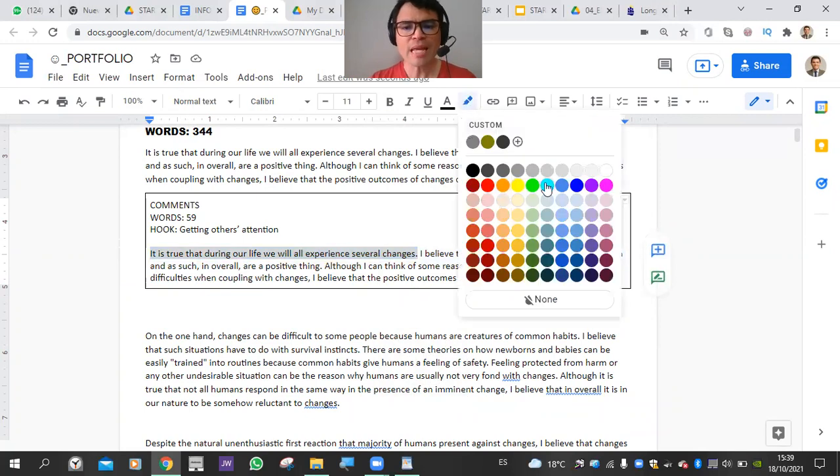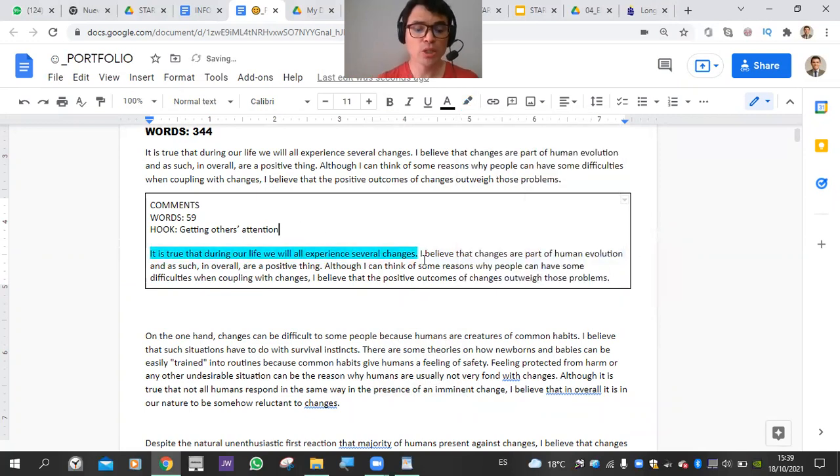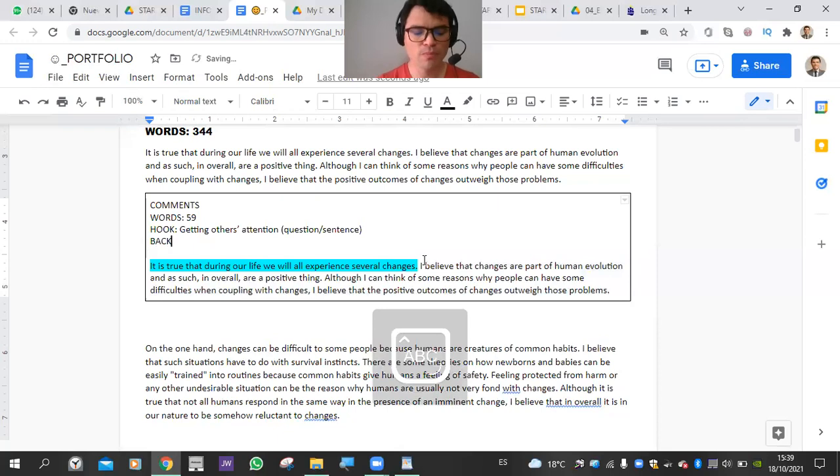Okay, it can be a question. Yeah, the hook can be a question, remember that, or it can also be a sentence. But it has to be something that gets the reader's attention. Then after that, we need background information. And do we find that?